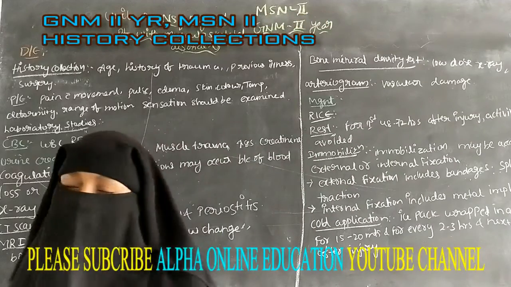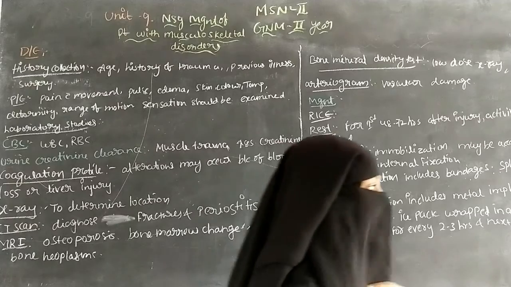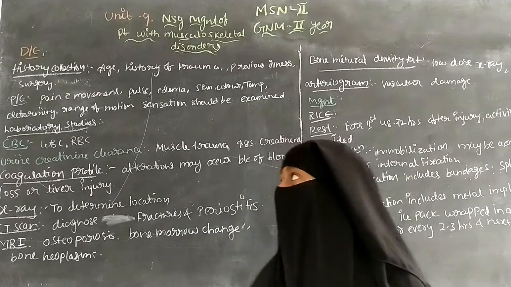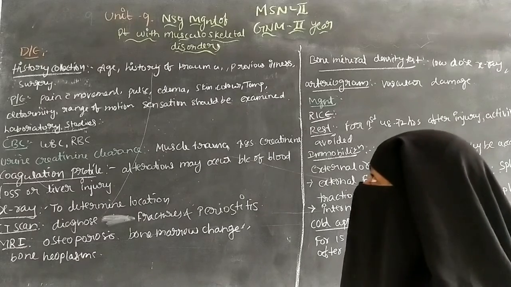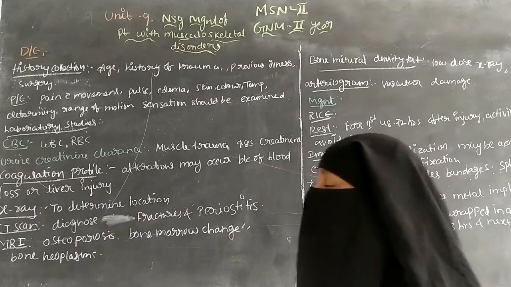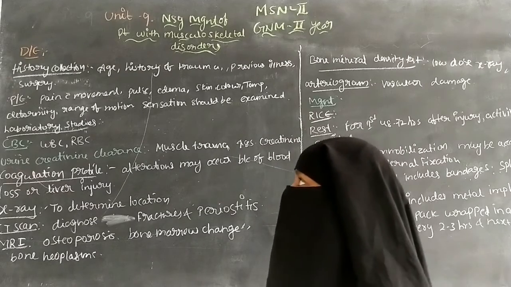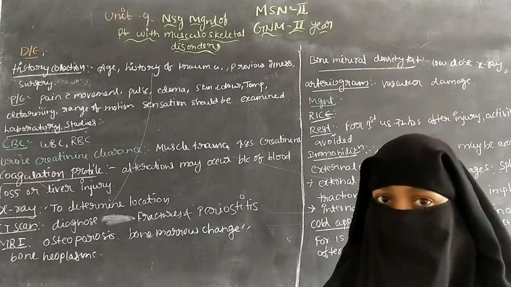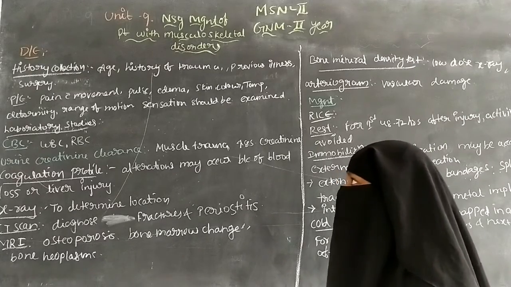Hi friends, today I am going to discuss medical surgical nursing 2 for the GNM second years. In this, we are going to discuss Unit 9, nursing management of patients with musculoskeletal disorders. In the last class we saw the fractures of the bones. This is part 2 about fractures.